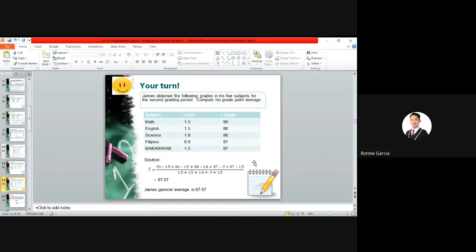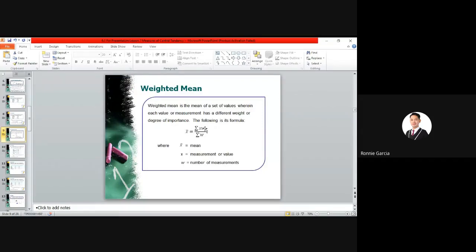Very good. It's 87.67. For the solution, as you can see, the same gihapon siya. We will go back to the formula again. For the weighted mean, it's the summation of x times w divided by the summation of w.